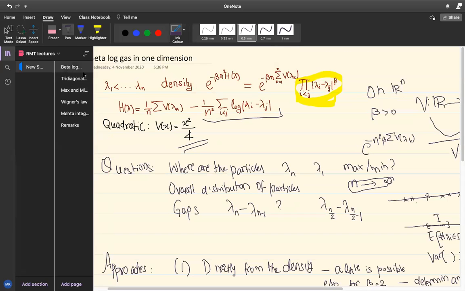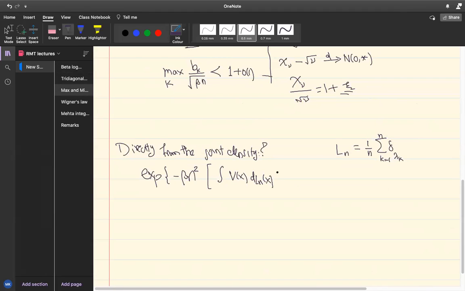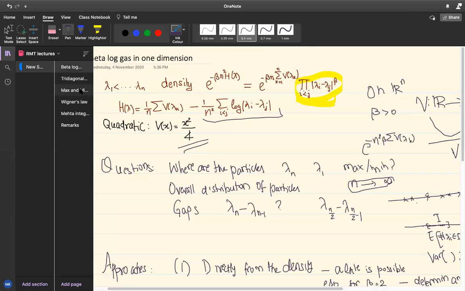Now, what is the second term? It is the sum over i less than j of log mod lambda_i minus lambda_j over n square. So let's make it 2 times and write it for all i not equal to j, or half of it for all i not equal to j. Okay, actually, maybe I should have put a 2 here. I don't remember.